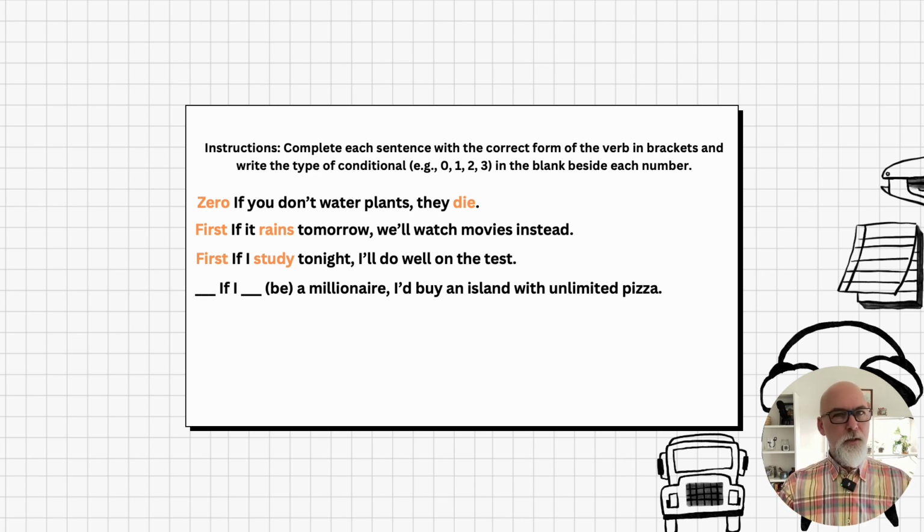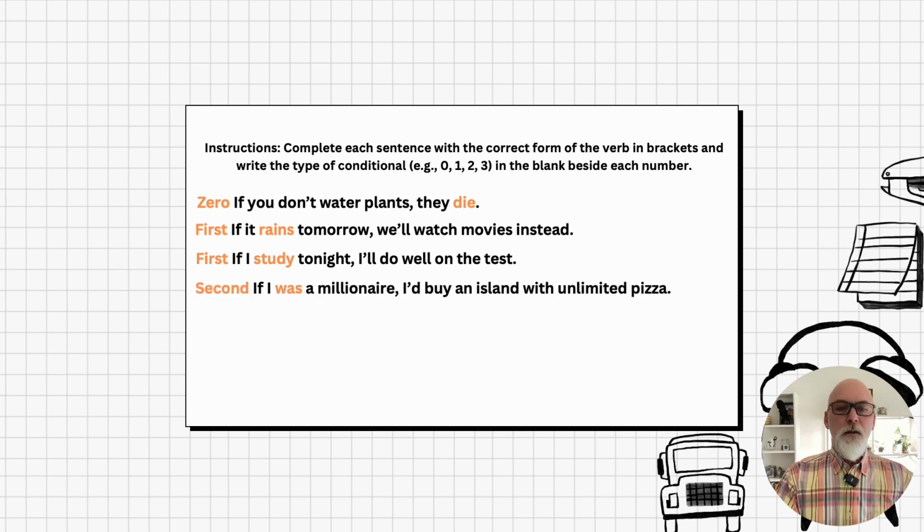Is that the second conditional, right? The second conditional started with the past tense, right? Was it the past tense, or was it the present perfect tense? Oof, I can't remember. If I was a millionaire, I'd buy an island with unlimited pizza. That's the second conditional.